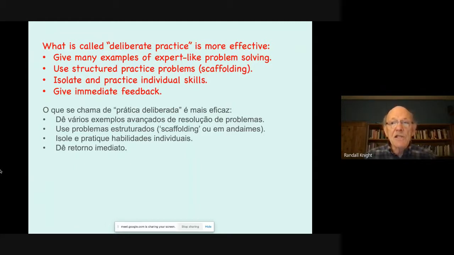Students need to see example problem solving from an expert-like perspective. Now, what does that mean? When you do a sample problem in class, typically, you'll put the problem on the board or show it on the screen or read it out loud, however you do it. And then you'll start writing down some equations and doing things on the board.